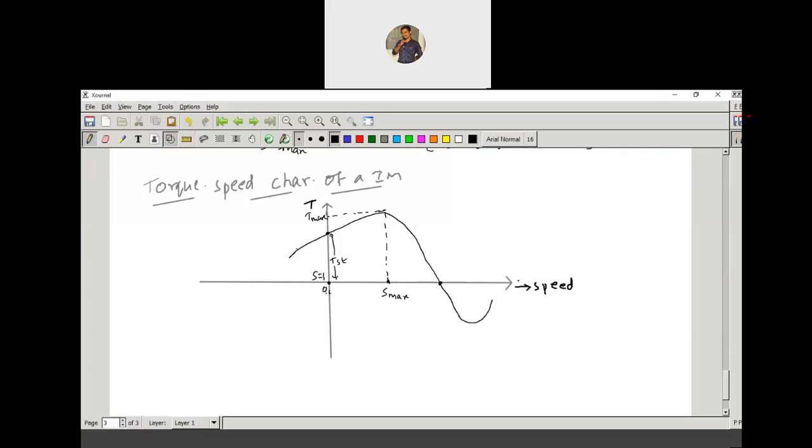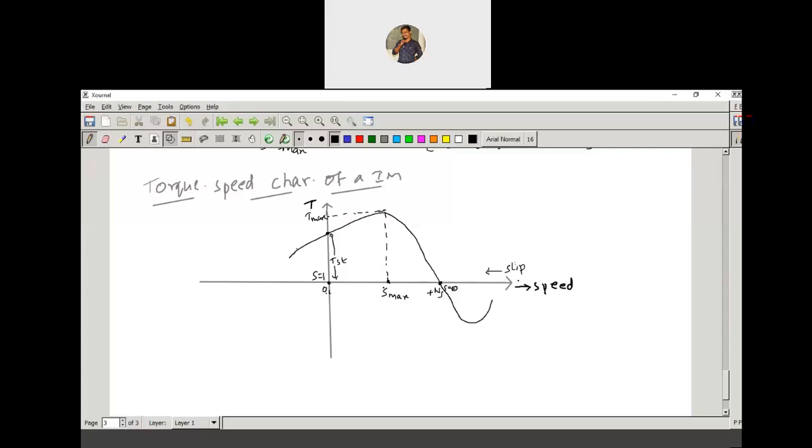And here torque is 0. Torque is 0 means you can take S equal to 0. So here slip is 0. That is plus Ns. When we take Ns equals Nr, we get slip 0. So at this point S equals 0. Then this is the position of the slip: S equals 0, maximum torque, and S equals 1. So it is the slip corresponding to the maximum torque.